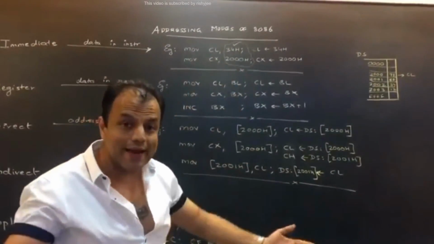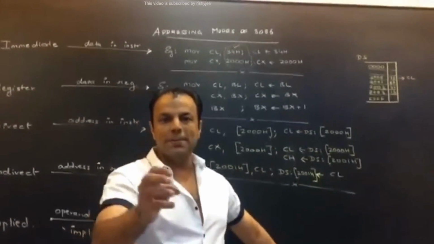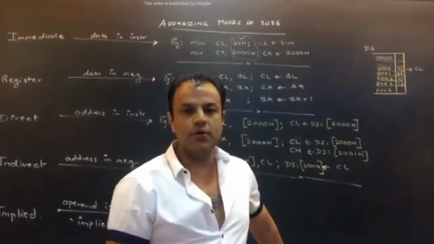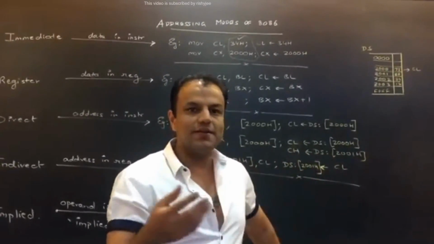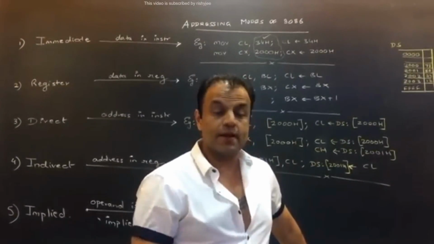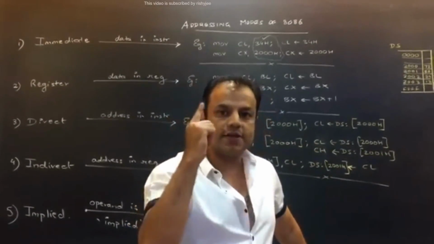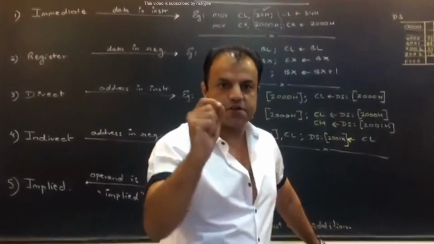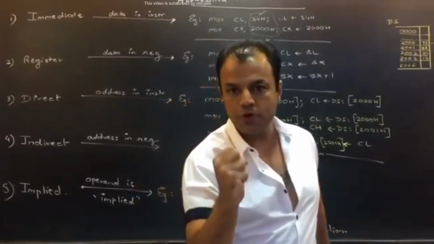Instead of move, you can write add. If I write add BL, comma 25, what am I doing? BL plus 25, the result is stored in BL. So what is important is not whether you're doing move or add or subtract. What is important is data should be there in the instruction. If data is there in the instruction, it is immediate addressing. Tell me, I hope you got this.